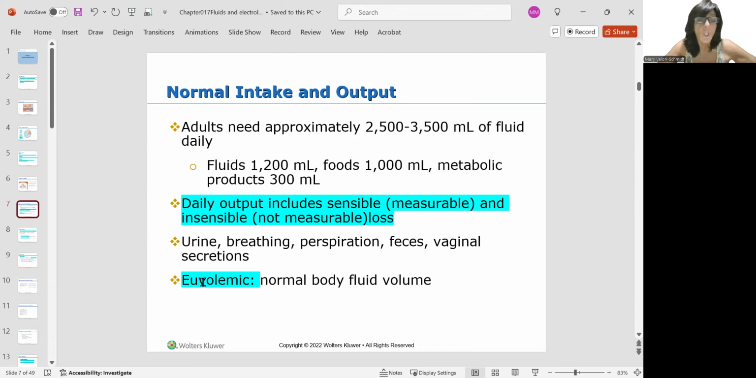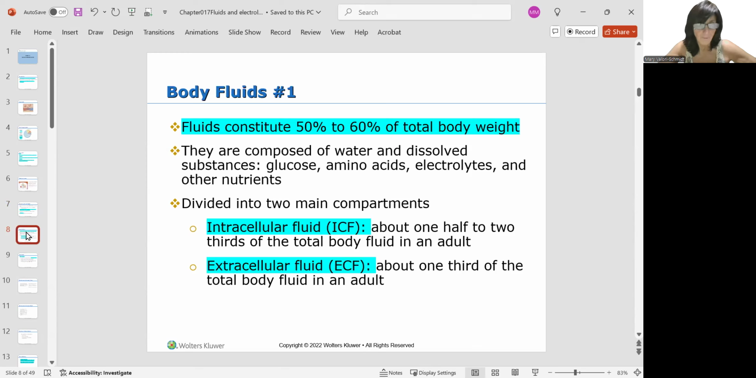And know the term euvolemic. EU in front of a word as a prefix means normal. Normal body fluid volume, euvolemic. Okay? All right. So 50 to 60% of our total body weight is water, fluids, right? And it's not just water, it's water with other things like glucose and amino acids and electrolytes in it. And then you've got intracellular fluid, about 2/3 of it's intracellular and about 1/3 is extracellular, like we said when I showed you the pie chart.